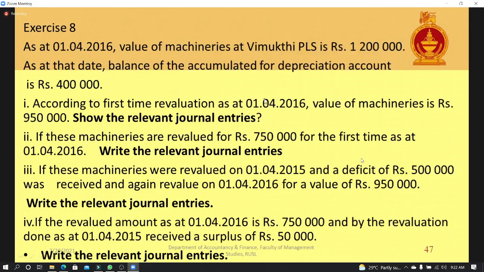Yes, this is the next exercise for you. So you can do this exercise. You have to write the journal entries here, and we can discuss later. I will give you 10 minutes time.